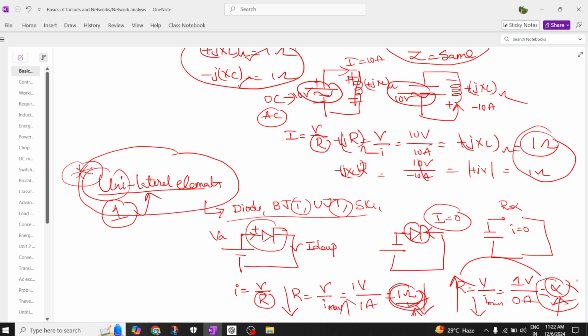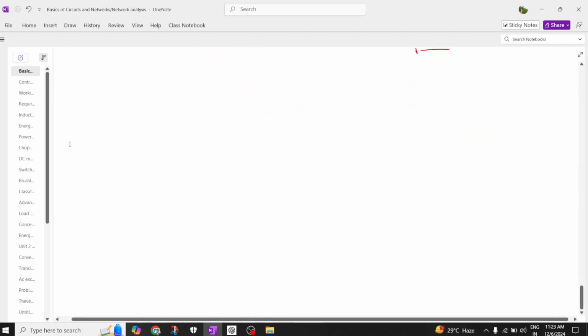Okay, so that is all about unilateral elements, bilateral elements, active elements, linear elements and non-linear elements. So we'll discuss lumped and distributed elements in the upcoming class. Okay, so let's try to conclude this with lumped and distributed elements also. One more kind of elements are lumped elements.